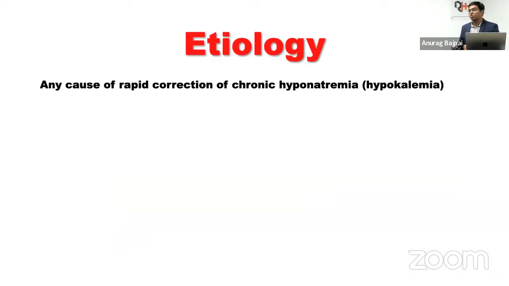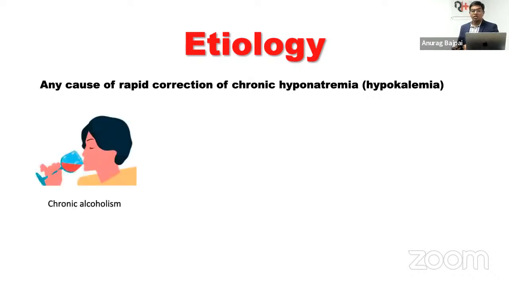So what are the etiologies for the development of osmotic demyelination syndrome? As sir told, any cause of rapid correction of chronic hyponatremia. Hypokalemia also can cause osmotic demyelination syndrome. If you have associated hypokalemia, they tend to do worse. Yes, and this is an important point. In this case also we had hypokalemia. So what are the causes of chronic hyponatremia?